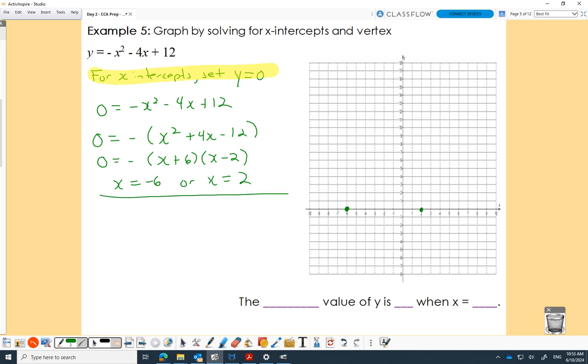Then it says find the vertex, and we need somebody who's right on the case to do something pretty easy. It's not too hard what has to happen here, but you have to know to do it.